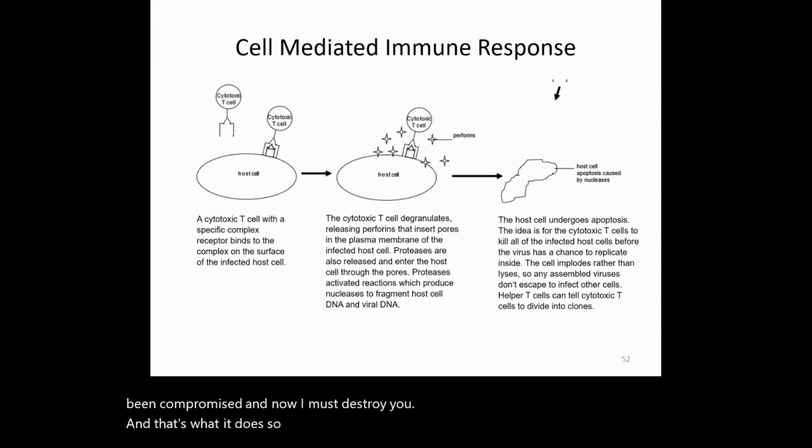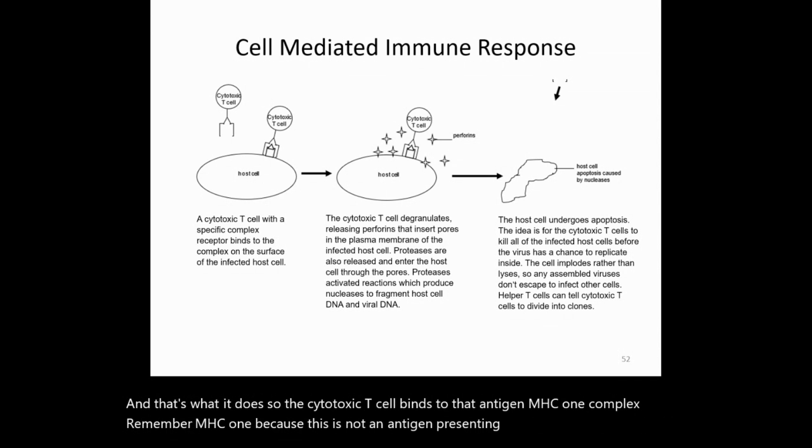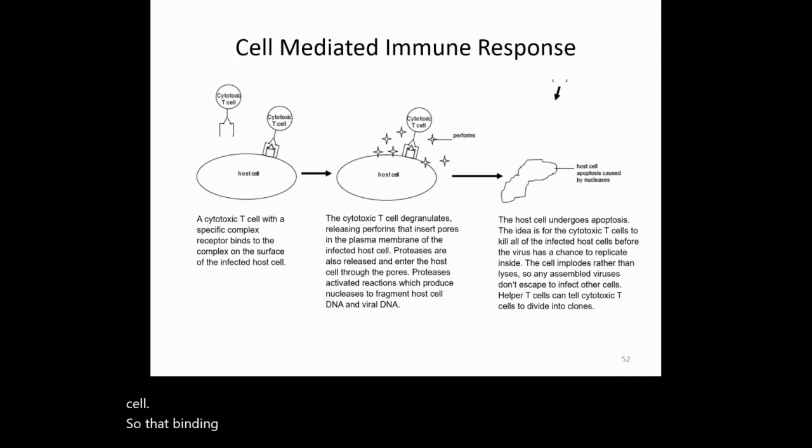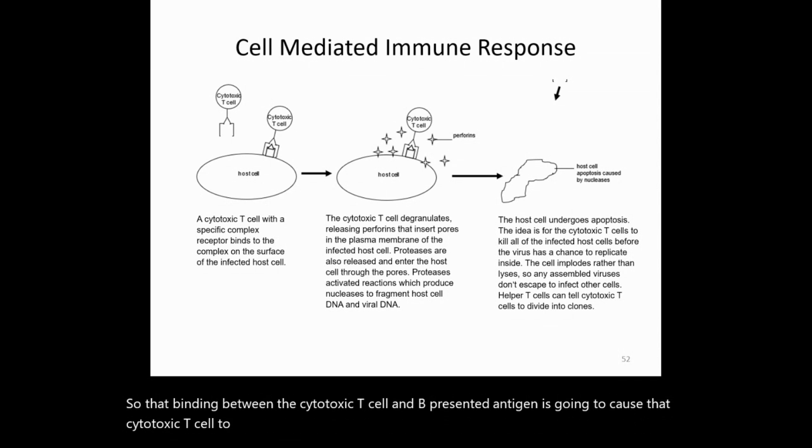So the cytotoxic T cell binds to that antigen MHC1 complex. Remember MHC1, because this is not an antigen presenting cell. It is just a regular old host cell. That binding between the cytotoxic T cell and the presented antigen is going to cause that cytotoxic T cell to release perforins.